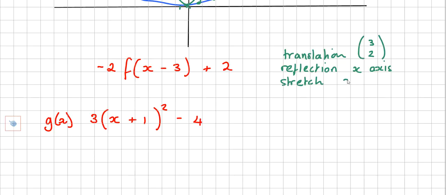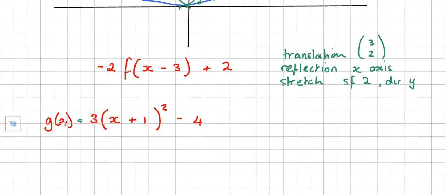And then the stretch is scale factor 2, direction. It's outside, so all the y-coordinates, so it's in the y direction. Now do you notice how a reflection and a stretch could actually have gone together? So could it not be a stretch of scale factor minus 2? Could be, but I don't think like that. Up to you.